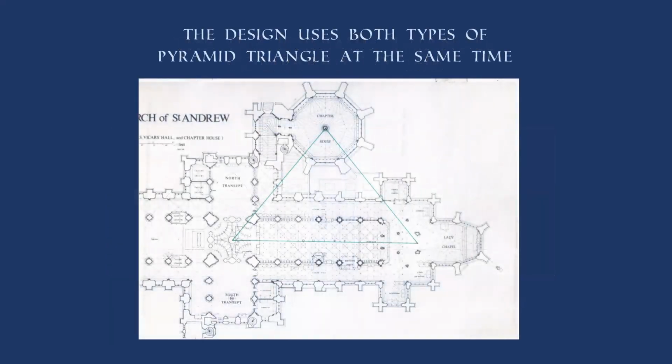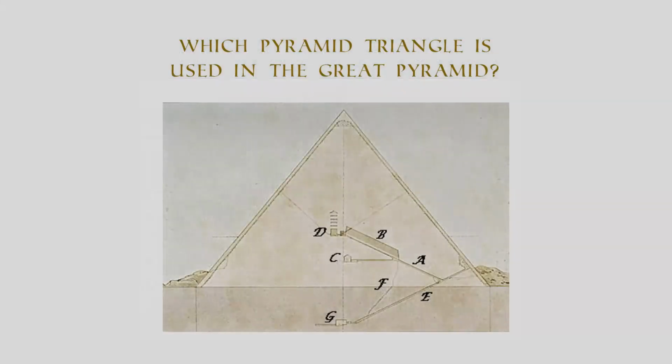So this is the key point, really, that I need to make about my research in Wales. The pyramid geometry that's there uses these two different pyramid triangles that are as good as the same thing. Now, there is actually a third pyramid triangle that's a bit more different, but I won't go into that on this particular occasion.